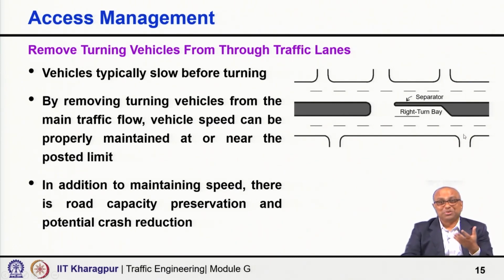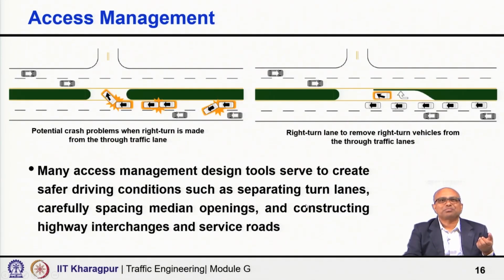I am able to retain my capacity, because if there are slow moving vehicles occupying the first lane, which the right turn vehicle will occupy in the absence of any right turn bay, I am actually reducing my capacity, and the safety is going low, because the potential for crash will be high. So, we are able to remove that, and every benefit we are able to get.